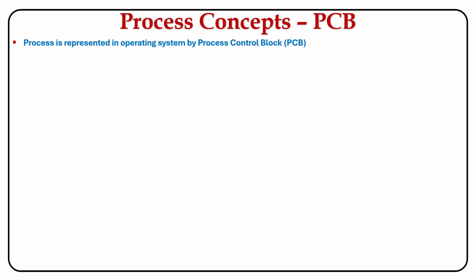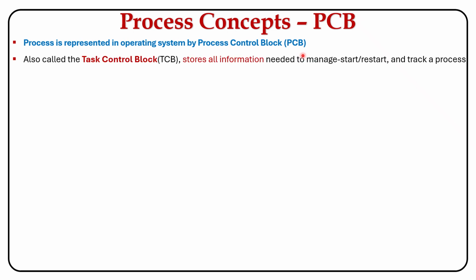Every process in an operating system is represented by a process control block or PCB. The PCB is also called a task control block or TCB. Think of the PCB as an ID card or a record file for a process. It stores all the important information the operating system needs to manage that particular process.